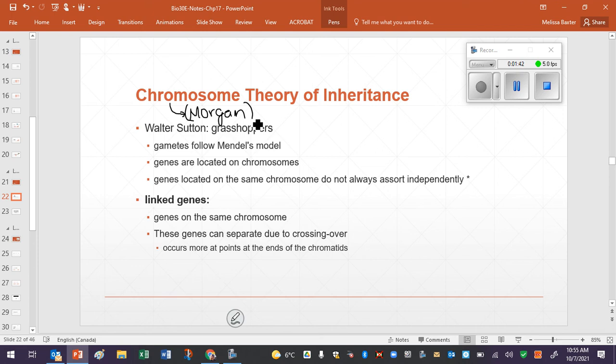So Walter Sutton was studying grasshoppers. Often people study small organisms because they tend to reproduce in larger quantities and more quickly. And so they're good for studying genetics because you can have a lot of offspring produced in a relatively short amount of time.